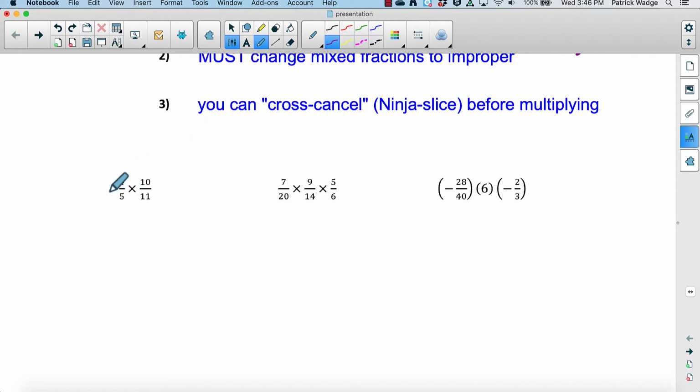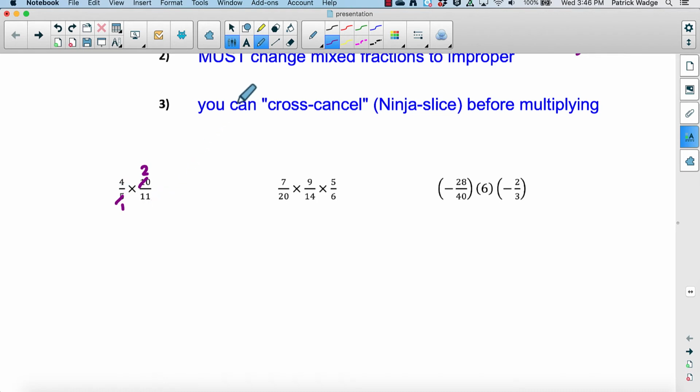So which numbers, one in the numerator and one in the denominator, could you cancel here? You could cancel or ninja slice the 5 and the 10. What can you divide them both by? 5. 10 divided by 5 is 2, and 5 divided by 5 is 1. And that's it. There's nothing else you can do. Can I cancel the 2 and the 4 and divide them both by 2? No, those are both numerators. You need to have one numerator and one denominator. This doesn't work. You're done.